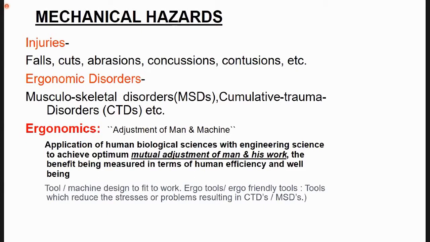So all the tools, all the work-related instruments which are applied in any industry or any workplace should be according to the need of the worker. For example, I am sitting in an office in front of a computer, so I have a proper screen distance and proper posture while sitting and working on the computer. If anyone works for certain hours in bad posture or at an improper distance from the screen, then it can cause various musculoskeletal disorders or cumulative traumatic disorders. So these are the disorders related to ergonomics, which, through biological and engineering science, makes the working environment fit to the workers.